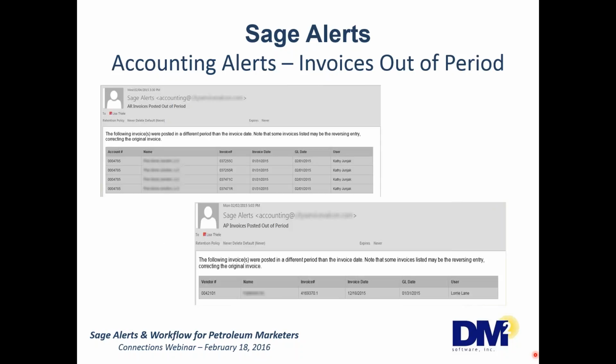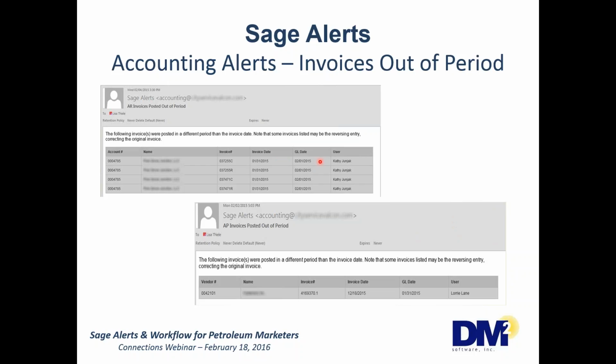Here are samples of alerts for AR or AP invoices posted out of period. The top one is an AR alert, and the bottom one is an AP alert. The standard for both is going to tell you the customer or vendor, the invoice number and date, the GL date, and the user. Here on my first example, you can see that the invoice date is January and the GL date is February.